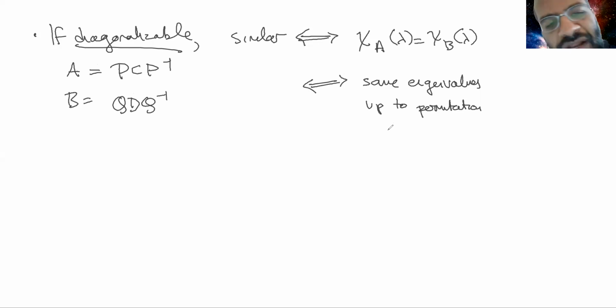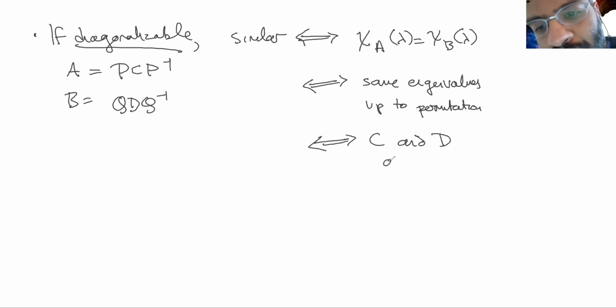Then since similarity is, I mean, it's easy to check, A and B are similar if and only if C and D are similar. But then what do C and D contain? They contain the eigenvalues of A and B, right? So by what we did previously, you get that they're similar if and only if they have the same eigenvalues. Any questions about that?